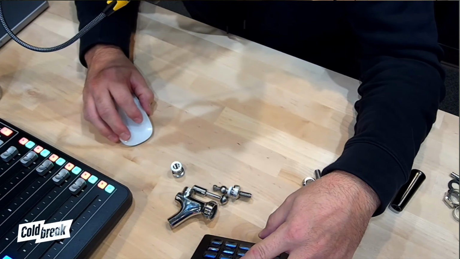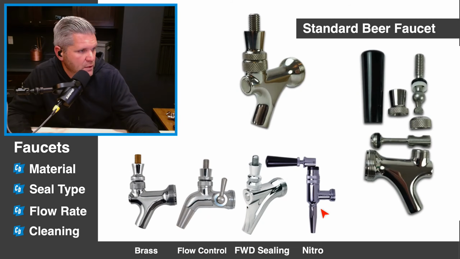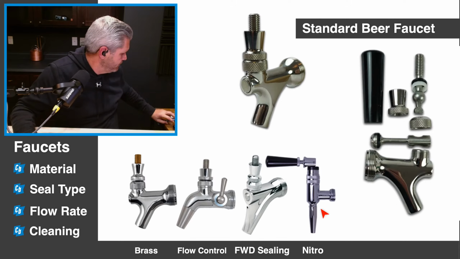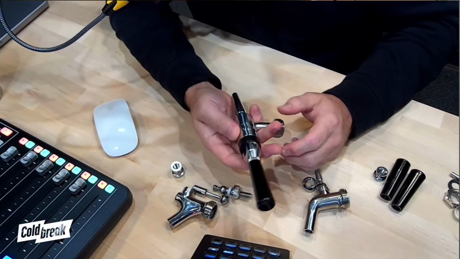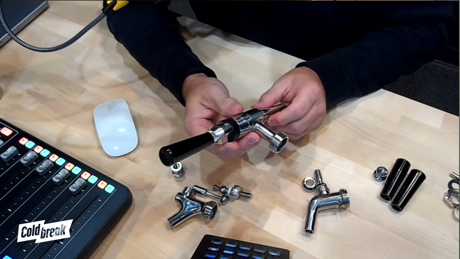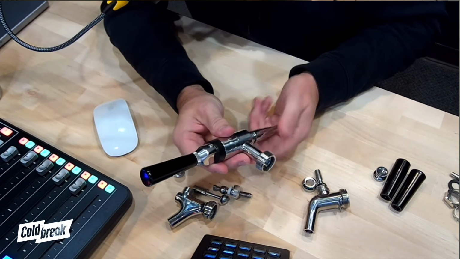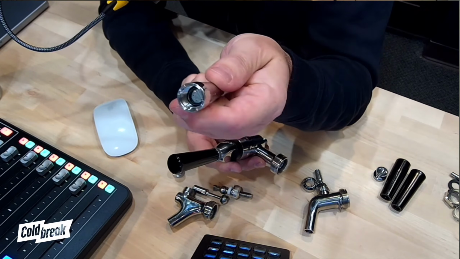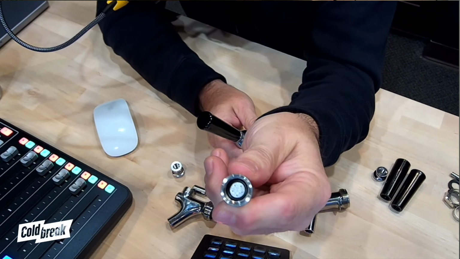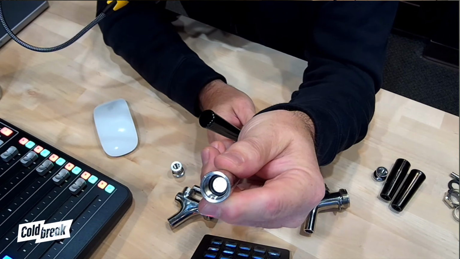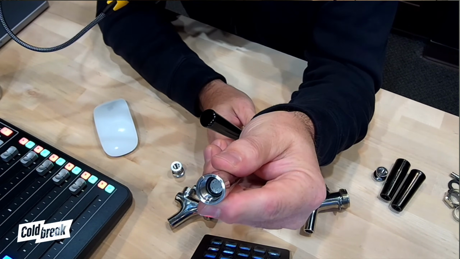All right, let's get back to faucets. Oh, I do have a nitro faucet here. Sorry, let me go back. I think it's inside the... Yep. Okay, so it's inside the bottom part of the keg here. There's a tiny little... See that little plate in there? Oh, it's got 5 holes. I thought it had 4.